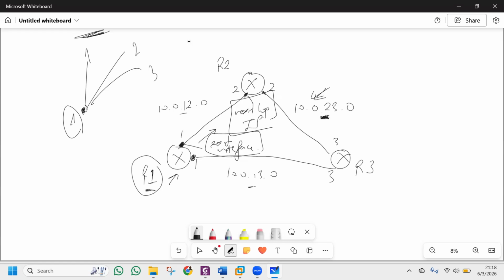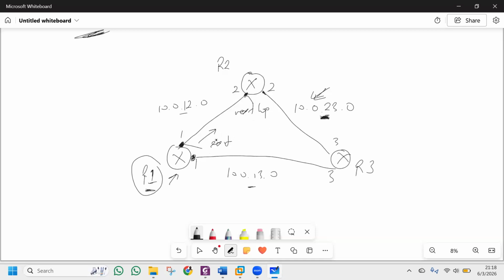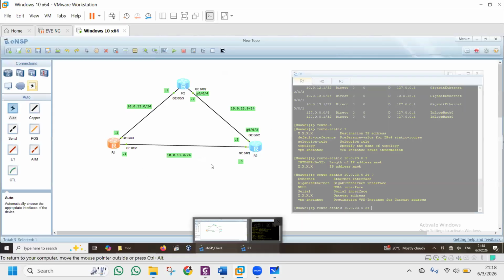But anyway, let's configure our route within the 10 minutes and then test for connectivity. So I'm going to use my exit interface. I'm going to use this. You can use either or.